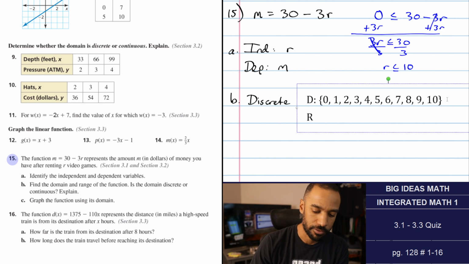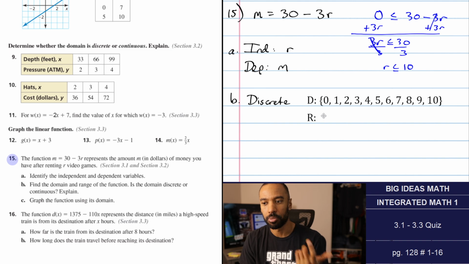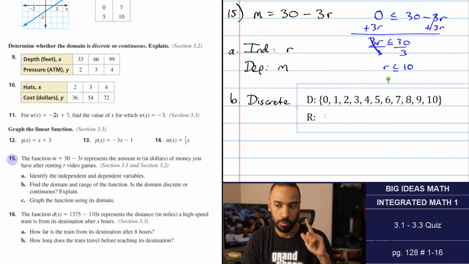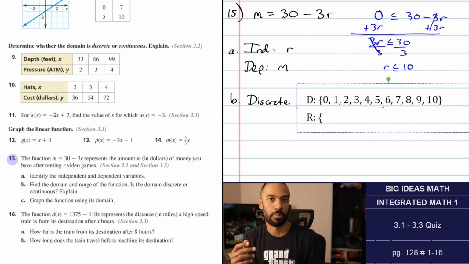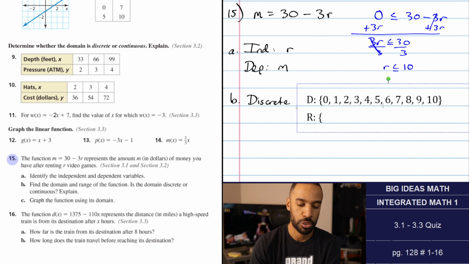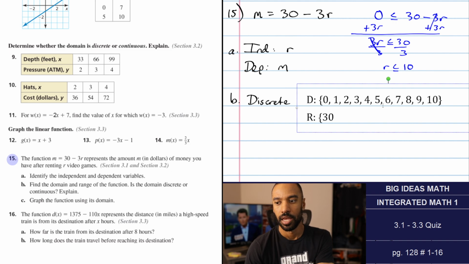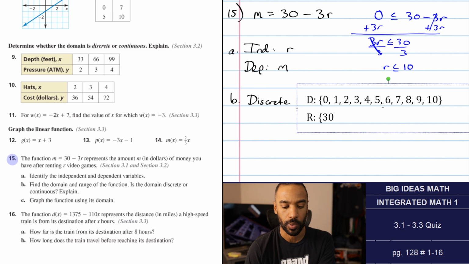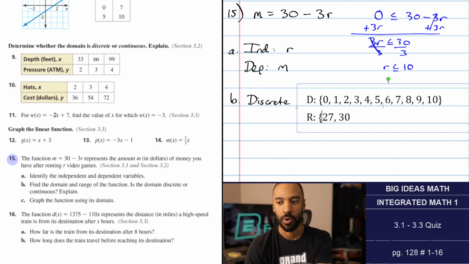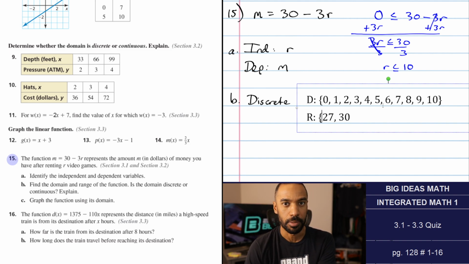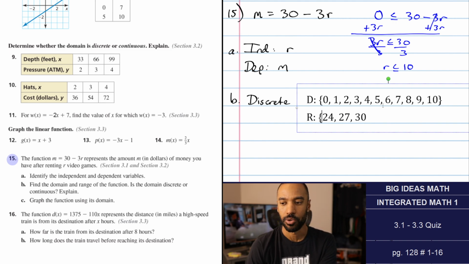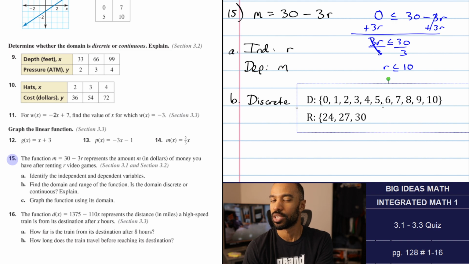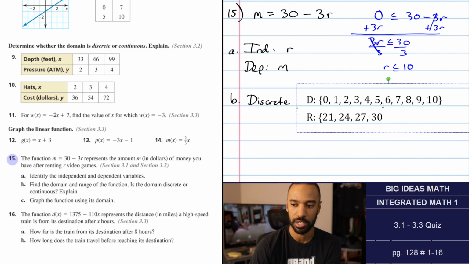Now, range is based off domain, and this is something where, again, we could plug in values. I'm going to do this more so mentally. When we're substituting 0 into there, that means that we haven't bought any games. That means the 30 is still there. 30 minus 0 is 30. Now, 30 minus 1 times 3 is 27. Now, here's what I'm about to do. I'm writing in increasing order. 30 minus 3 times 2 is 24. And you can tell we're spending another $3 every video game. That's why sometimes interpreting it beforehand is better.